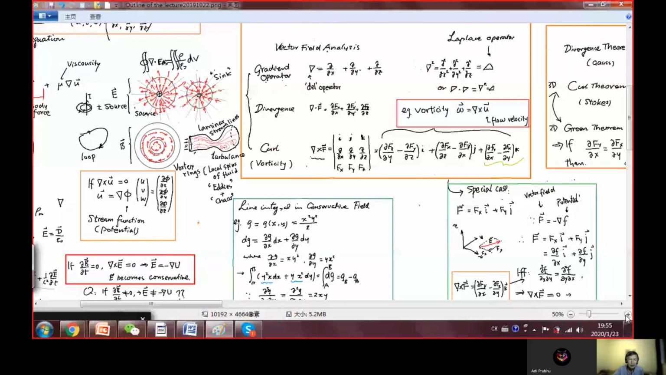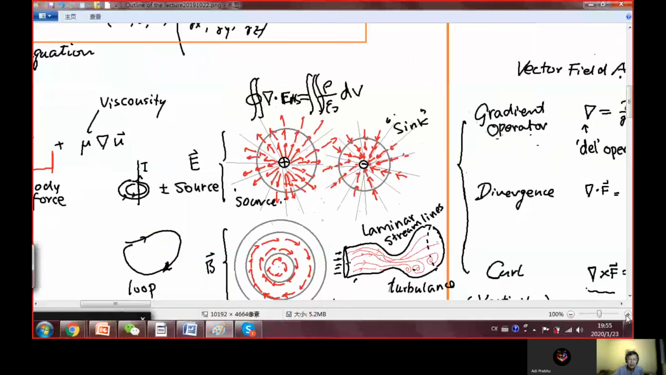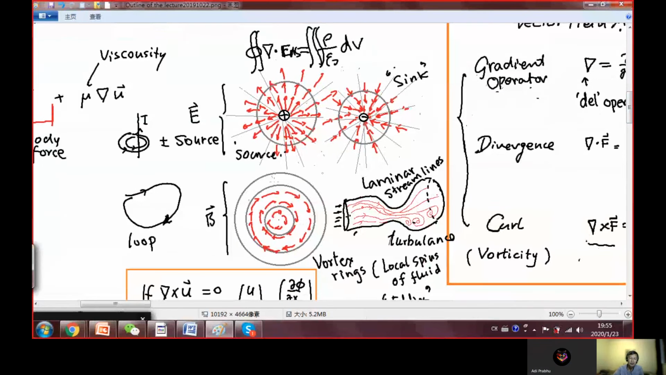Do I have to enlarge it a little bit here? Yeah, I can say this diagram. I suggest you include how to describe the source or the sink, right?